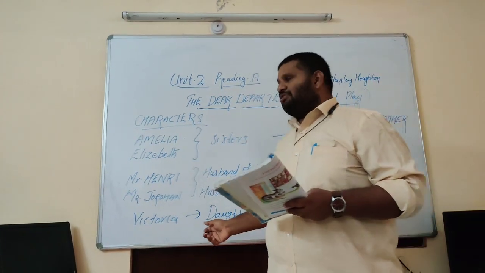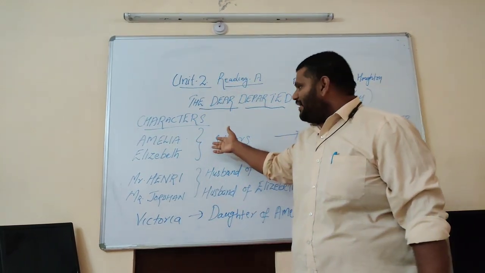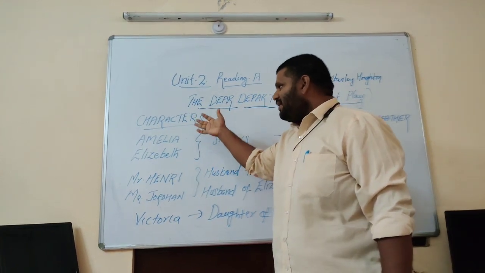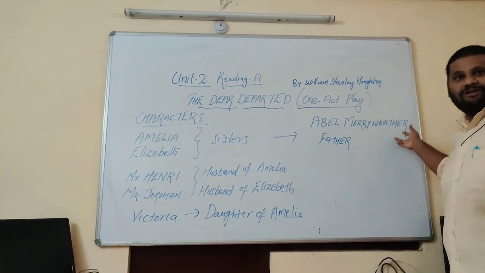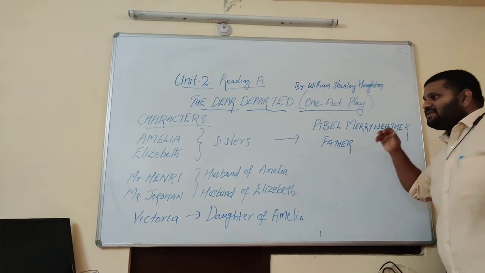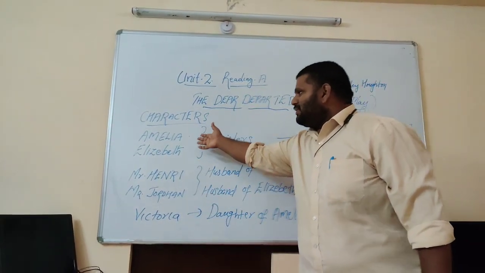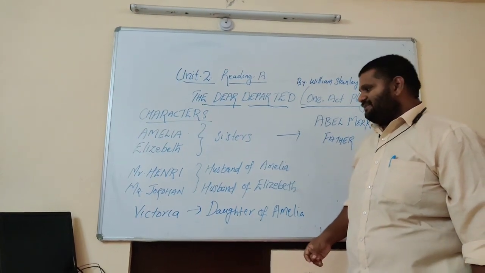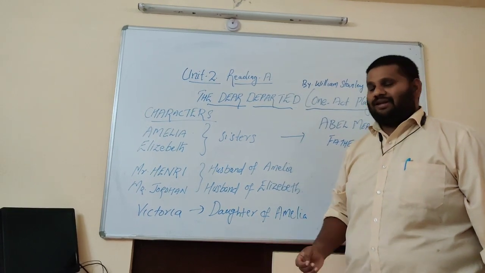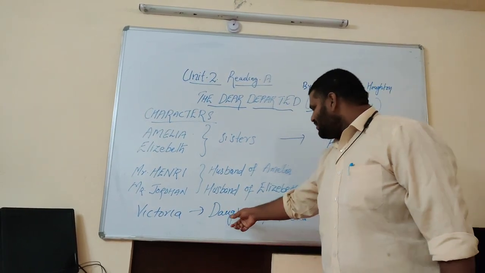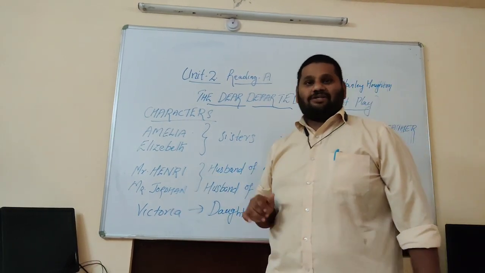So let us come to the story. Who are the characters in the one-act play? They are Mrs. Amelia and Elizabeth, the daughters of Abel Merryweather. Next, Mr. Henry and Mr. Jordan, the husbands of Amelia and Elizabeth. The last character is Victoria, a ten-year-old girl, the daughter of Amelia. So these are the characters in the one-act play.